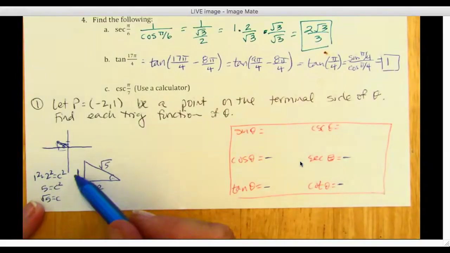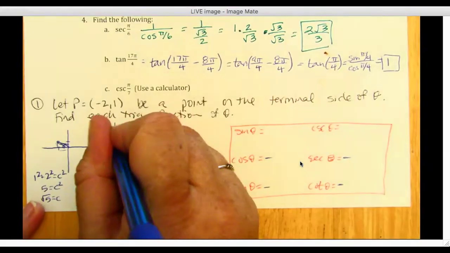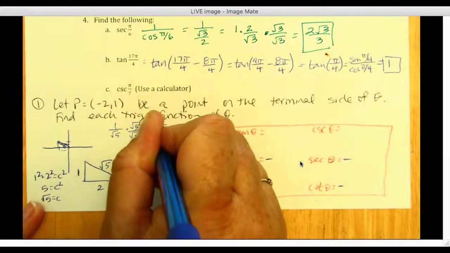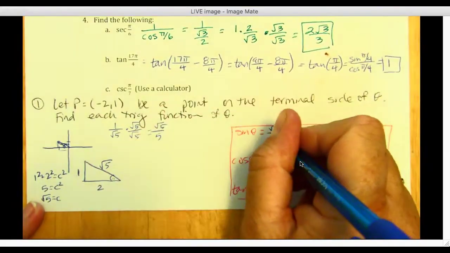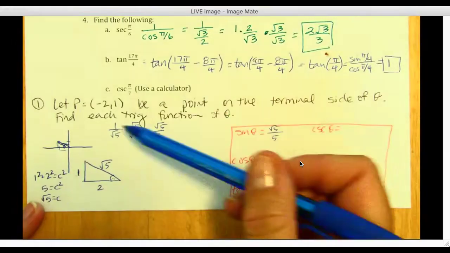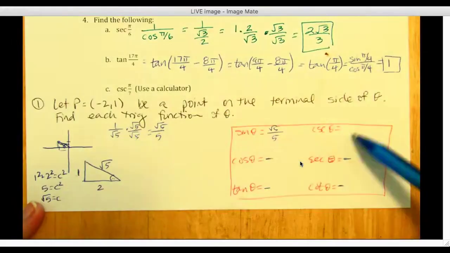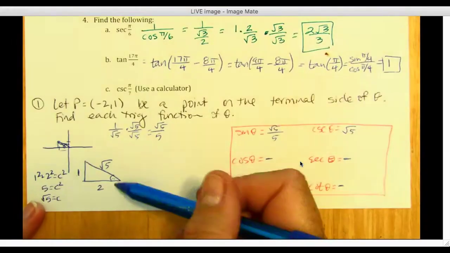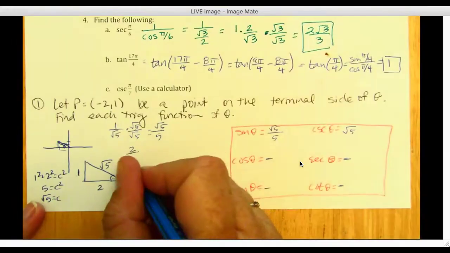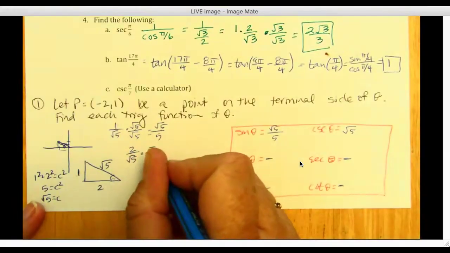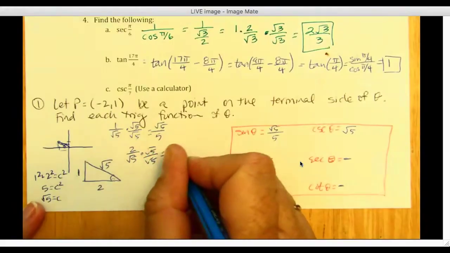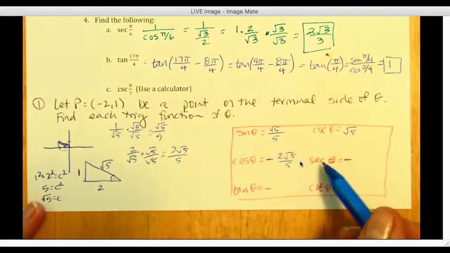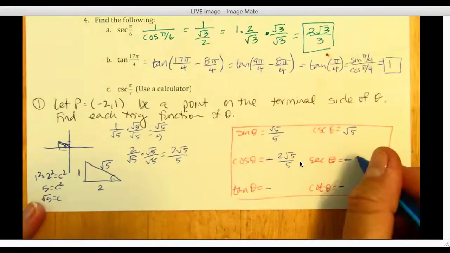So sine is opposite over hypotenuse, 1 over the square root of 5. Again, rationalizing, we get root 5 over 5. And then if sine is 1 over square root of 5, cosecant is the reciprocal of that, so that would just be square root 5. Cosine is adjacent over hypotenuse, so 2 over the square root of 5. And I can again rationalize, and that becomes 2 root 5 over 5. And secant is the reciprocal of that, so square root of 5 over 2.